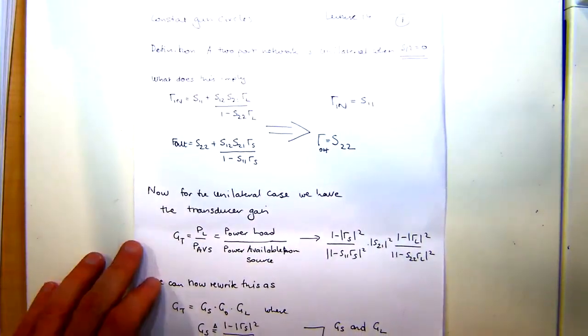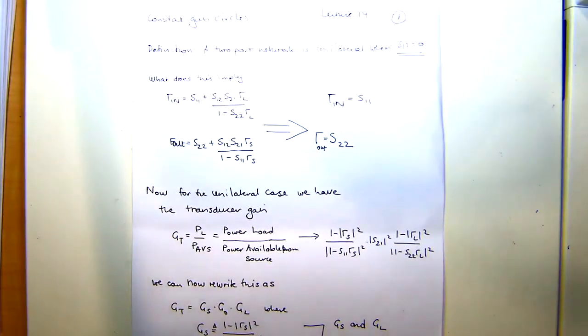So the first thing I wanted to do in introducing these constant gain circles was, let's now talk about a special case, right? This special case that we're going to talk about is when S12 is equal to 0. And when we're talking about a transistor or a network and we say S12 is equal to 0, it's got a name: it's called a unilateral network or a unilateral transistor. But what does that mean?